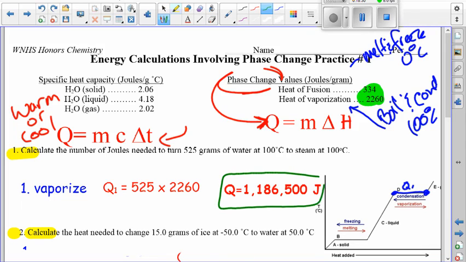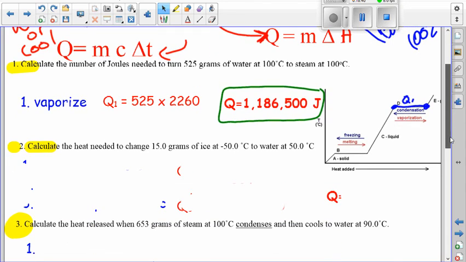And that's that. And I knew ahead of time, just by looking at my graph, I was only going to have to calculate 1Q. I'll get the next one started for you, and then you'll work on your own, and I'll come around and check in. So calculate the heat needed to change 15 grams of ice at negative 50 degrees to 50 grams of water at 50 degrees. Well, where am I starting on this graph? Where on this graph would I start? Where is negative 50 degrees ice? All the way down here somewhere, right?